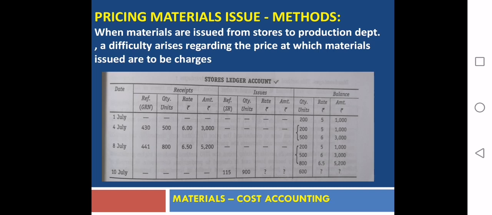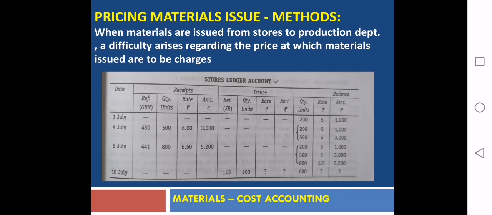Now you see here in the balance column, 200 units at 5 rupees and 500 units at 6 rupees are shown separately, and the balance amount is also shown. Similarly, on July 8th also there are receipts, reference number 441, 800 units, and the unit price and amount are mentioned. Similarly, the balance of 200, 500 and 800 units is mentioned, and the unit rate and amount are also mentioned in the respective columns.